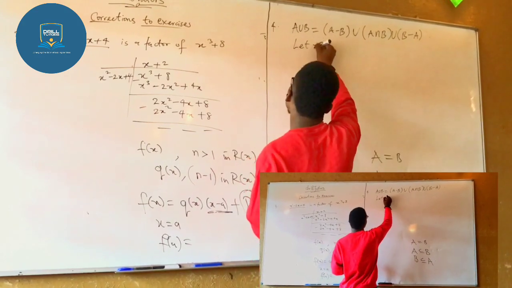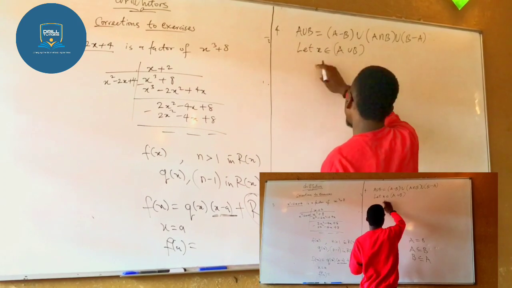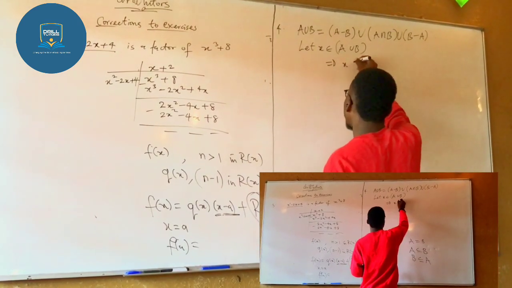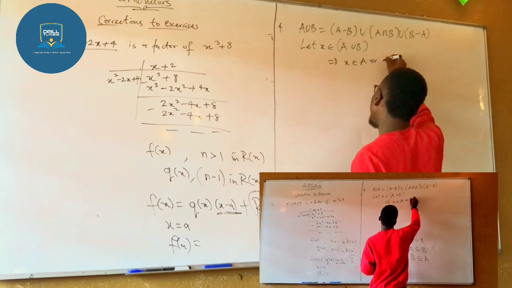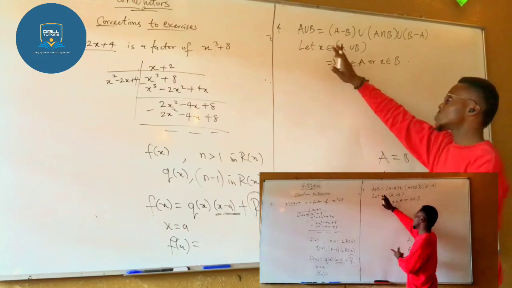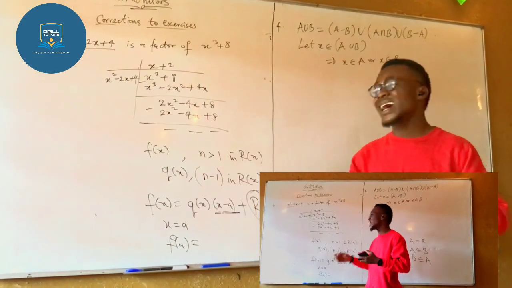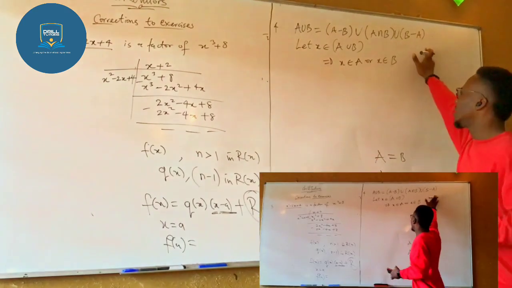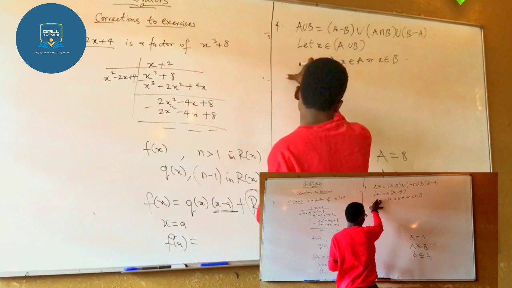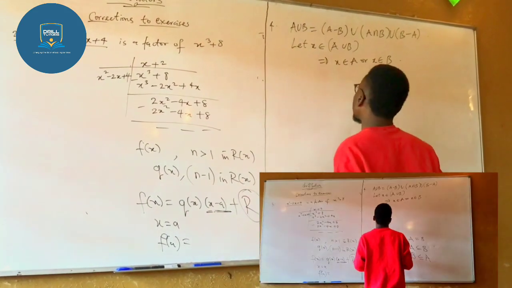Let x be an element of A union B. If x is an element of A union B, it implies that x is an element of A or x is an element of B. So that is the message it passes to us. That is the message we get from that. Now, let's deal with what we have on the right hand side. So I have here that x is an element of A or x is an element of B.